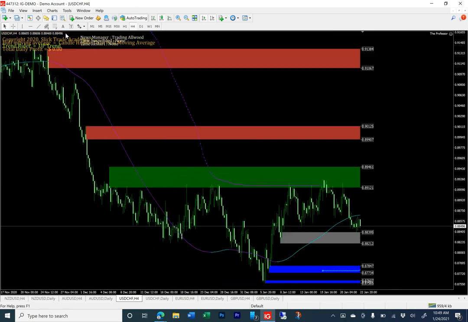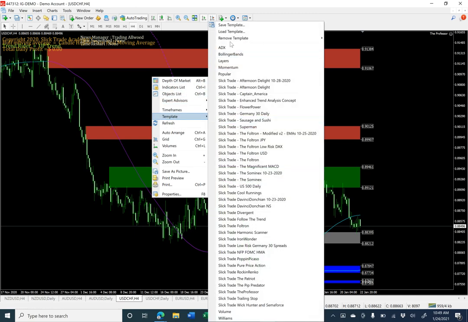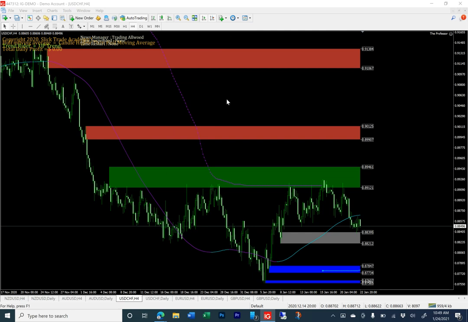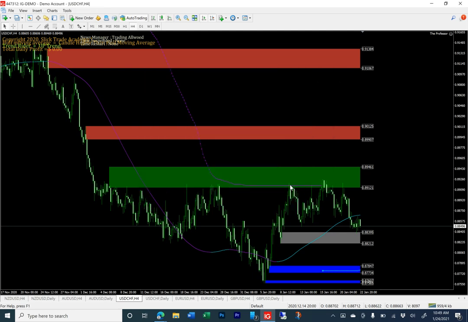If you want it to come up every time you pull up the professor, you can save a new template. So you go to template, save it, and then you can save it under a new name, or you can just overwrite the existing professor right there. So there we go.